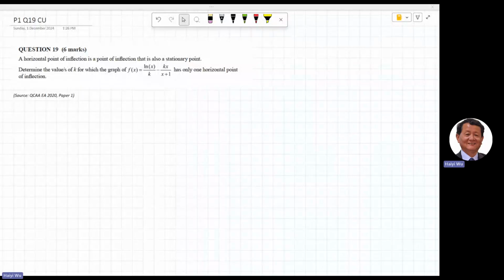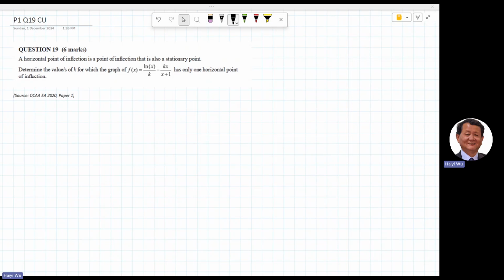Hello again. So today we're going to run through another complex unfamiliar question for Methods. This is from the QCAA external exam paper 2020, paper 1, question 19.